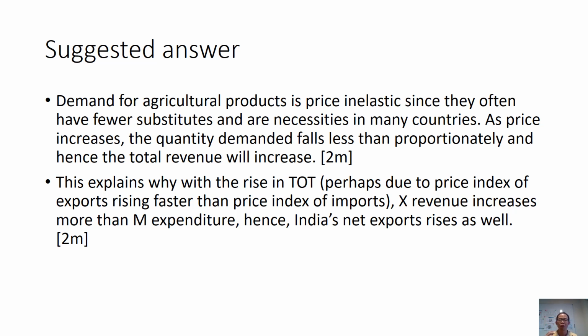So basically 2 marks for using PED and explaining the PED correctly for agriculture goods, and finally linking the change in either the PXQX and the PMQM to explain how the balance of trade, the net exports, can also increase. So this will be the total 4 marks. I hope you have an idea how to tackle all the lower order skills questions. Thank you.